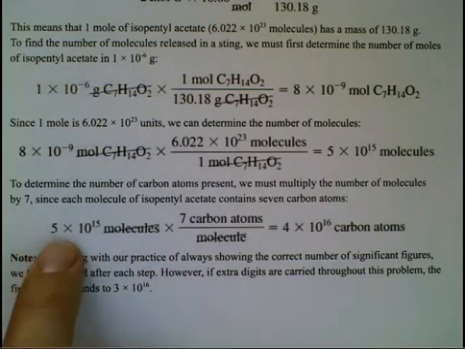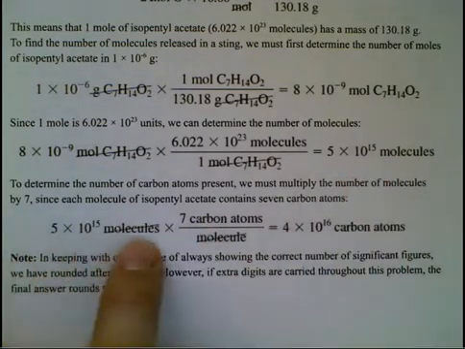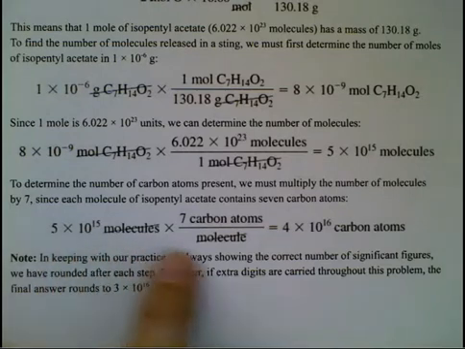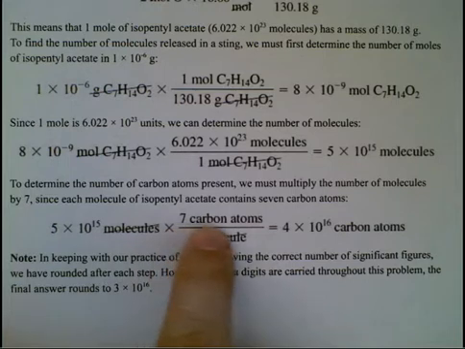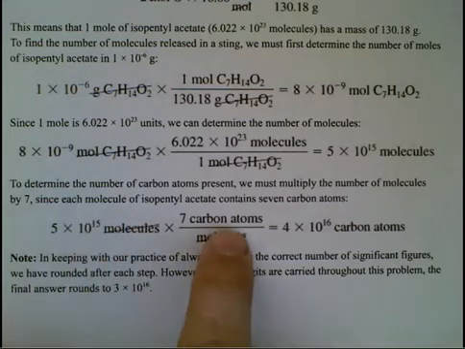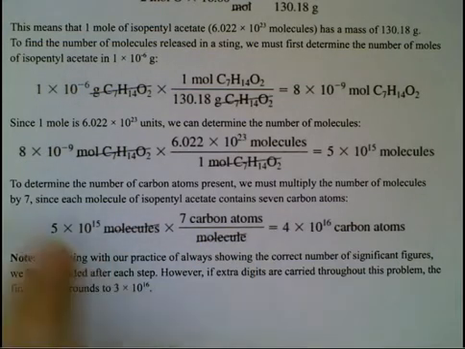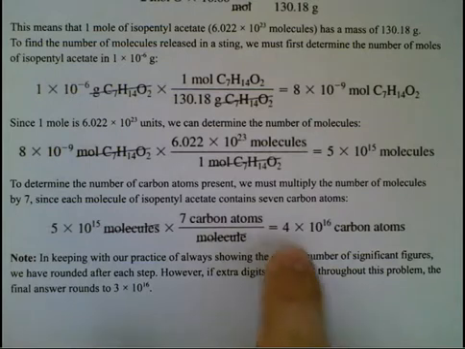So we take the number of molecules that we just generated, 5 times 10 to the 15th molecules, and use the conversion factor of 7 carbon atoms per 1 molecule to convert away from molecules and into a unit of carbon atoms. Simple arithmetic gives me 4 times 10 to the 16th carbon atoms.